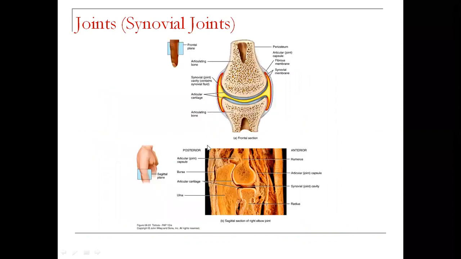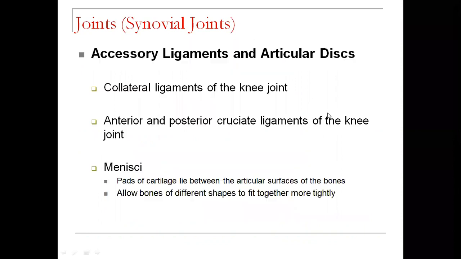This is a diagram of the synovial joint. You can see this. Then there are ligaments and articular discs, like collateral ligaments of the knee joint. Then cruciate ligaments, menisci are also there.